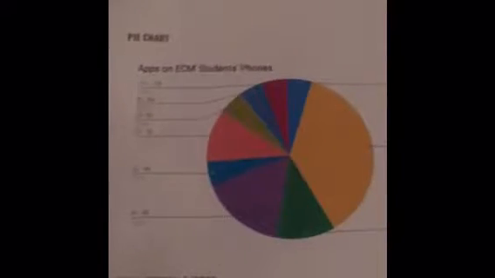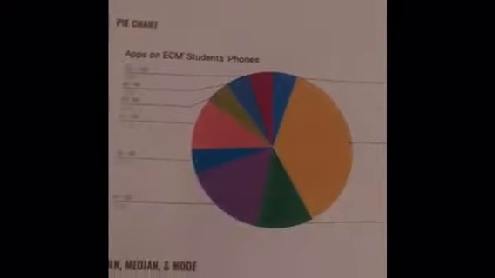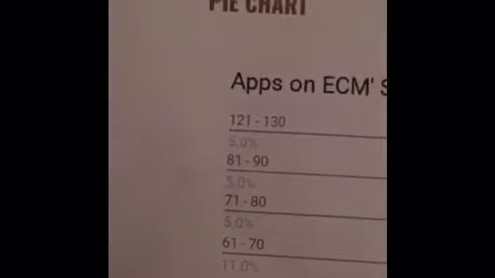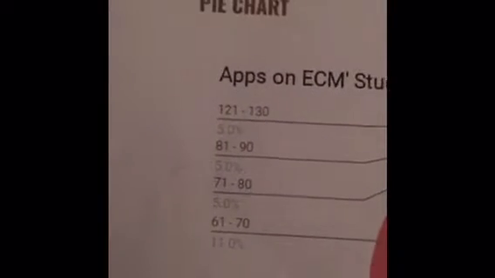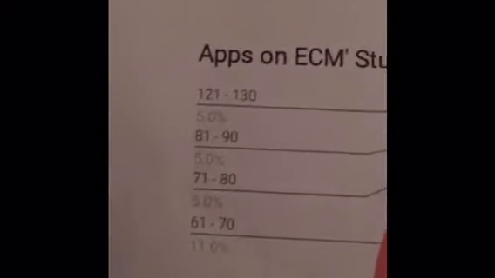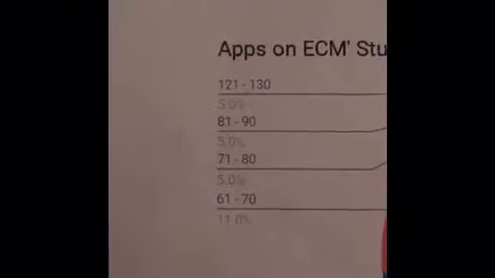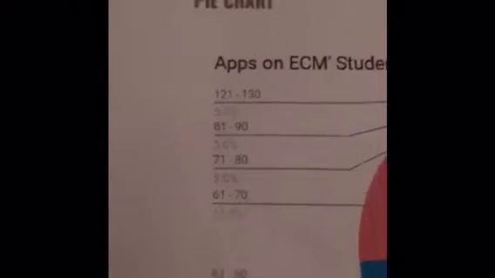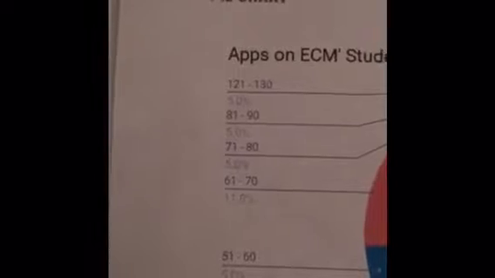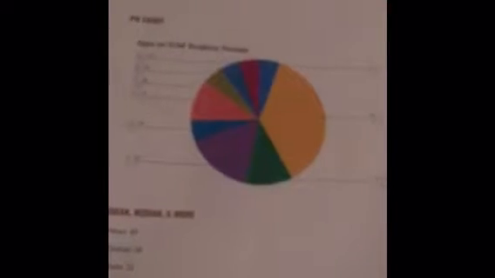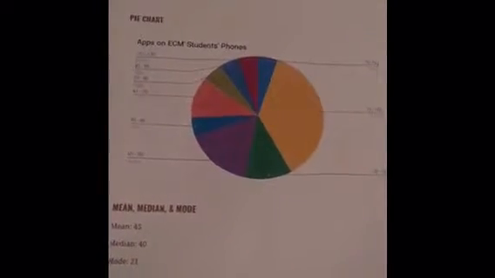Here's the pie chart of the apps on the ECM students' phones. As you can see, numbers from 121 to 130 was 5.0%, from what you saw on the distribution table, and the numbers from 81 to 90 was 5.0%. 71 to 80, same thing, and so on. And this is the data right here. If I can get it clearer. Here we go.